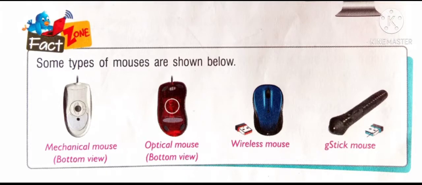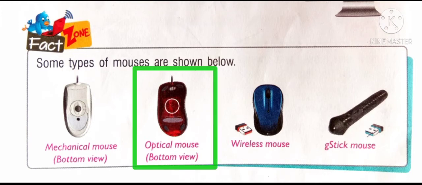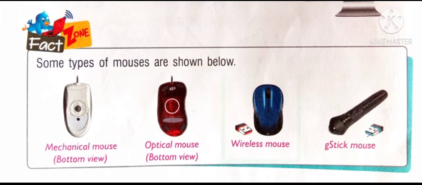Once again, the fact zone. Some types of mouses are shown below. Mechanical mouse, the bottom view. Optical mouse, it's also the bottom view of the mouse. Wireless mouse and the joystick mouse.